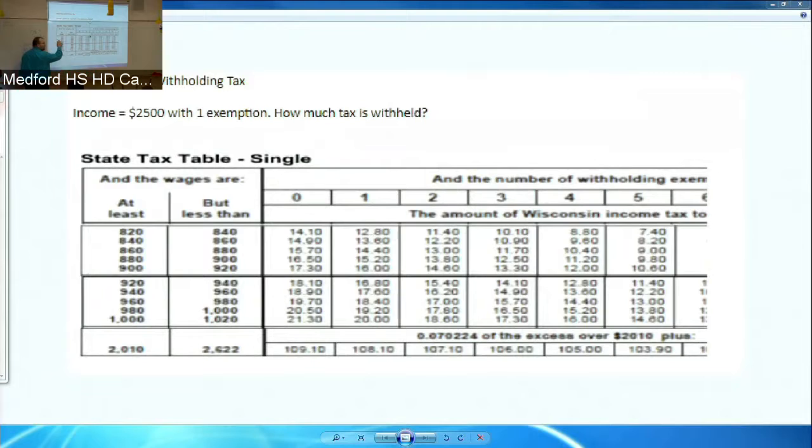So what was the actual number, David? Do you remember? 34.409. So we're rounding to the nearest penny. The thousandths place is 5 or greater, so we round up to 34.41. Add those two together: 34.41 plus 108.10 is 142.51. That's the amount of state tax withheld in that example.